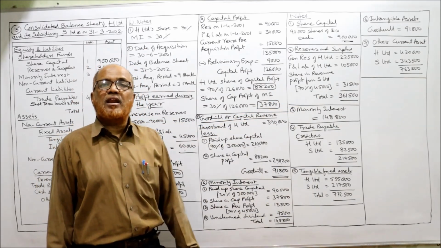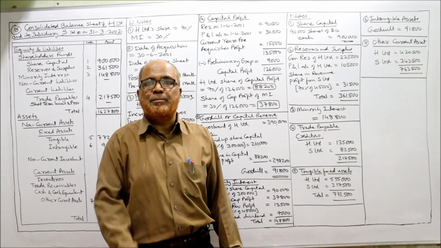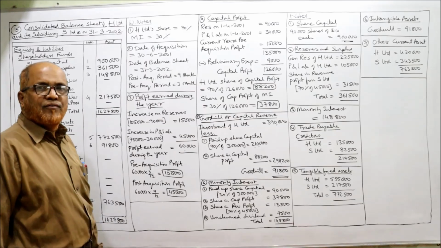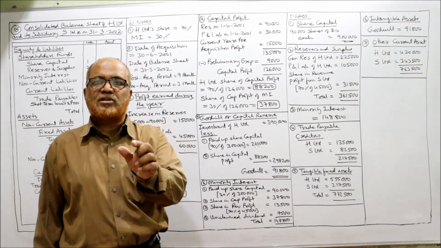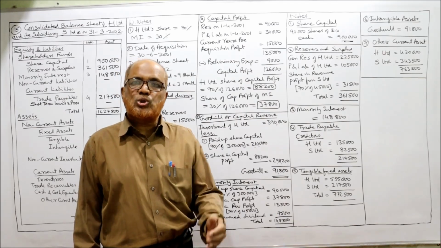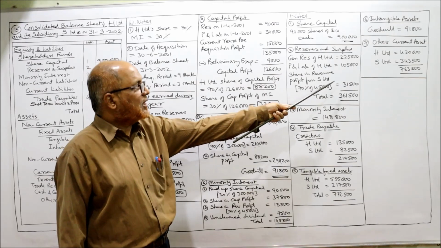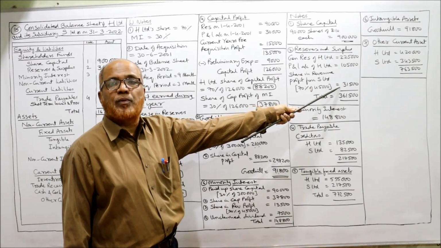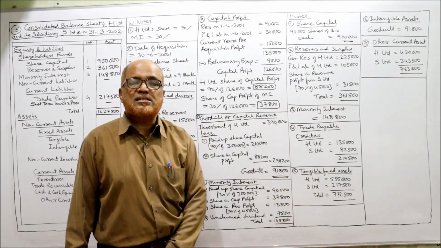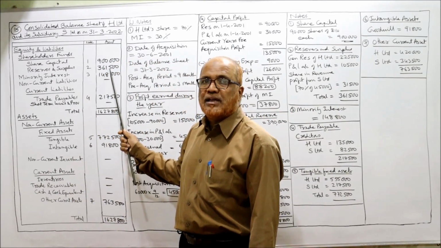Now share in revenue profit. Share in revenue profit of S Limited. So S Limited revenue profit is 45,000. Out of 45,000, 70% belongs to H Limited. So 70% of 45,000, 31,500 is the revenue profit getting from S Limited. So total is 3,61,500. This is the reserves and surplus.